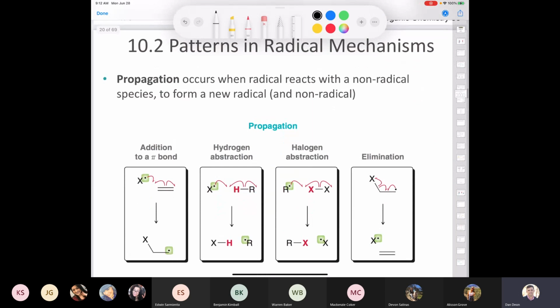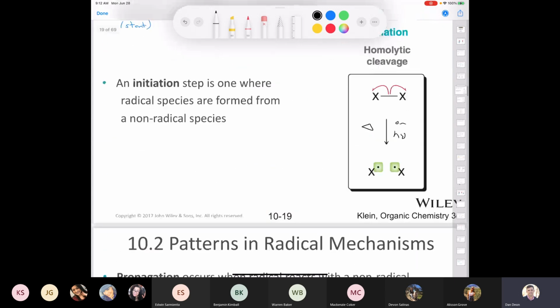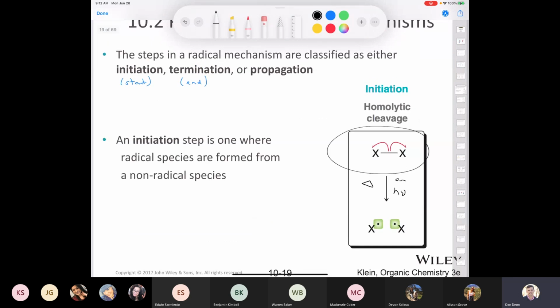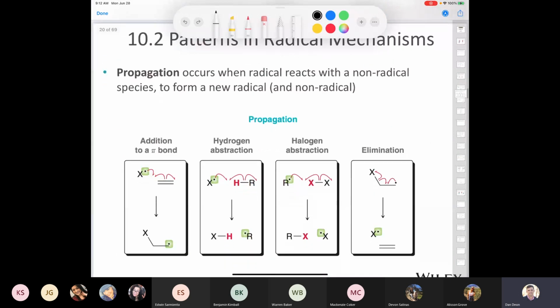But propagation is what happens when a radical reacts with a non-radical and you end up with a new radical. So you start with a radical and you end with a radical in propagation. Let's repeat this. In initiation, you start with no radical and you end up with a radical. In propagation, you start with a radical and you end with a radical.